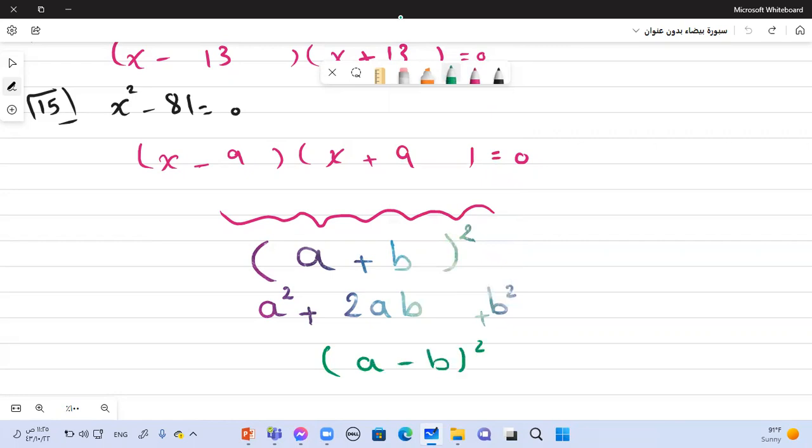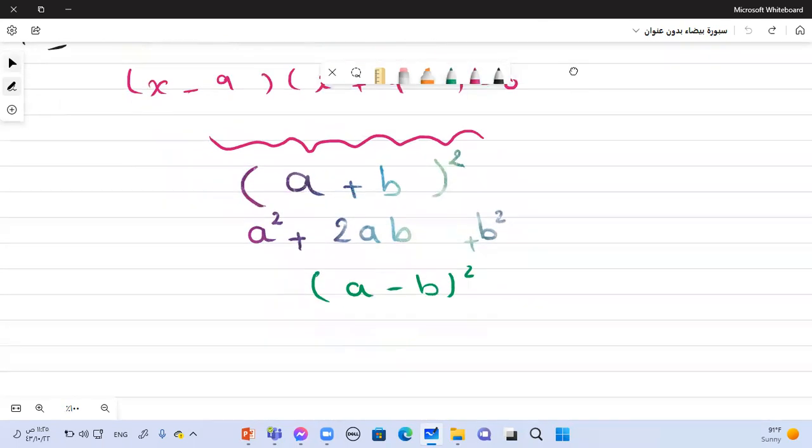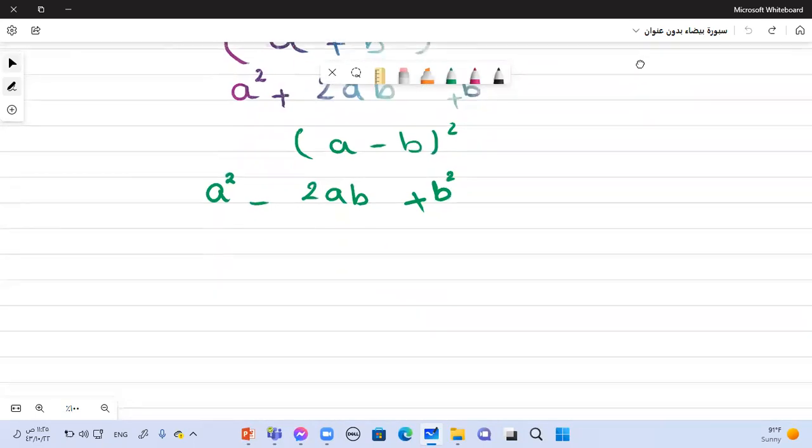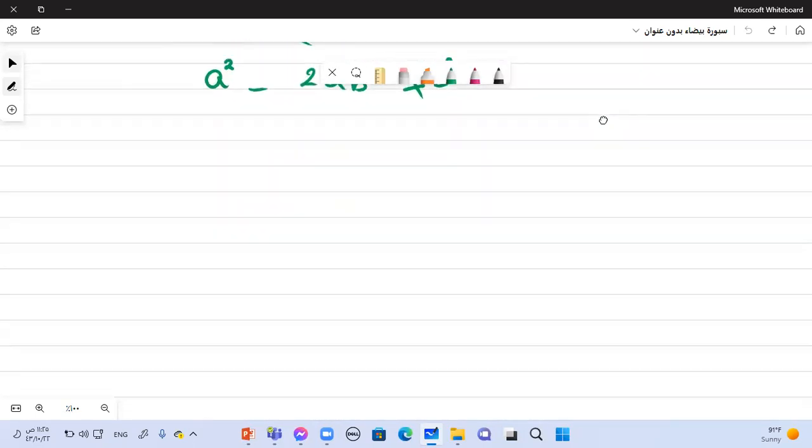What is the result now? What is the formula at the first? A negative squared, negative B squared, then negative. Here all positive, always here negative, 2 negative AB. I will give you an example about this idea we studied before, and after that I will tell you about this idea.